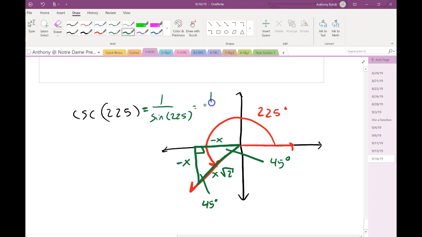And sine is opposite over hypotenuse, which turns into negative square root 2.